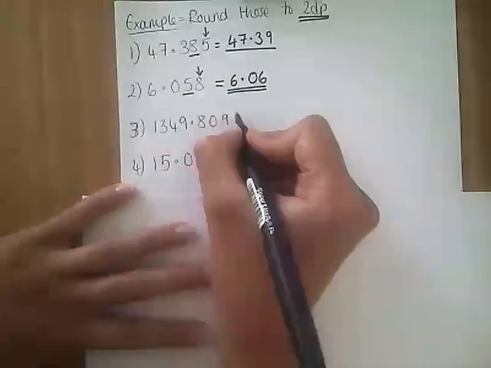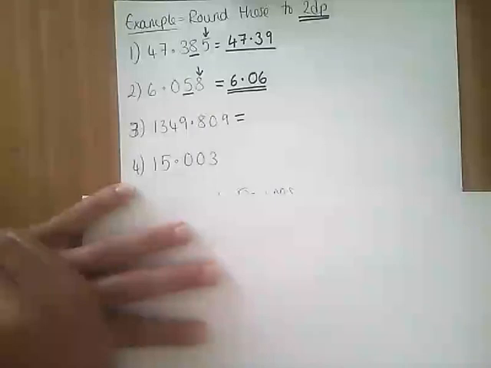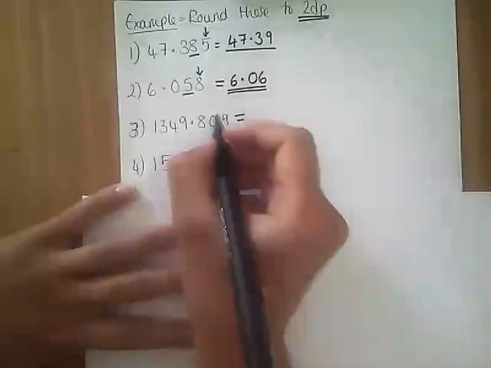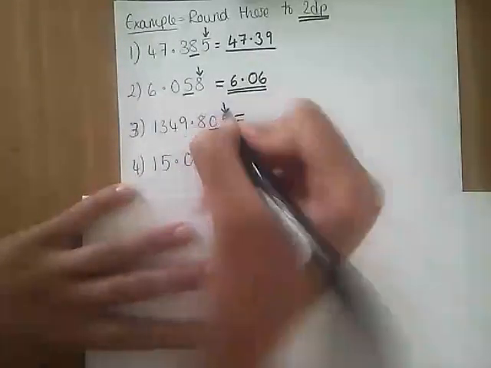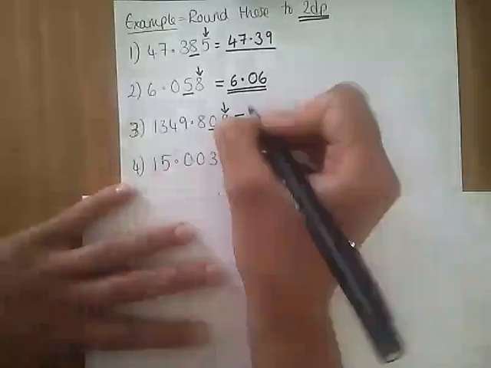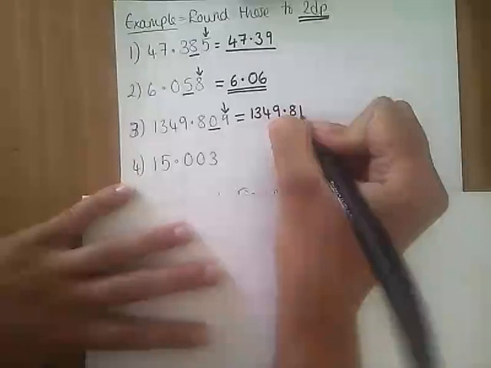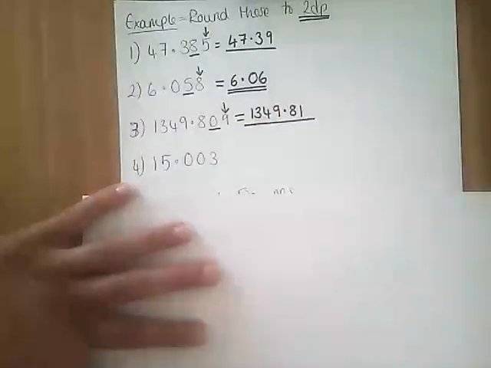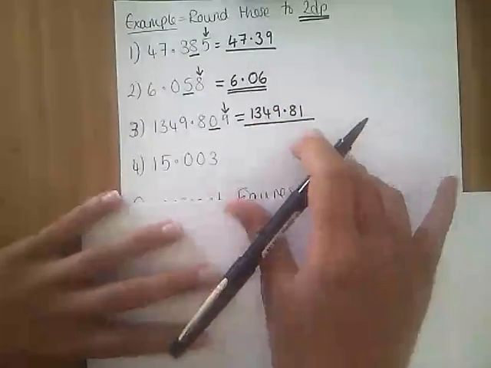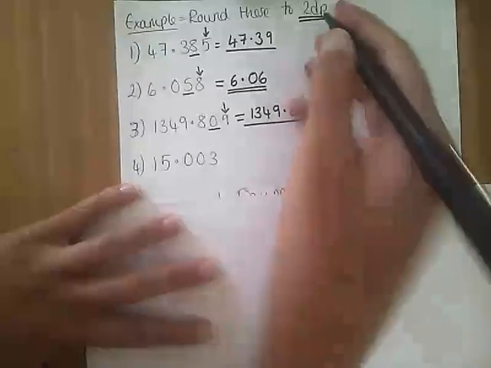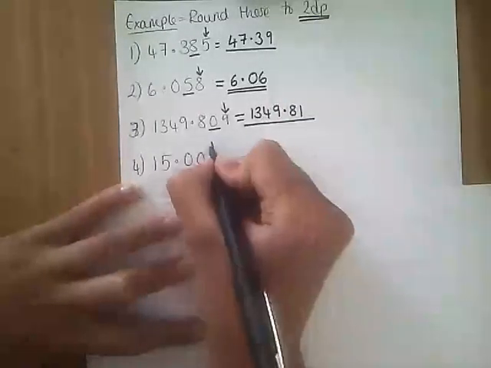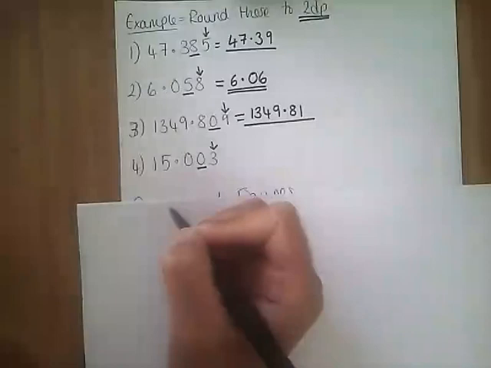Question 3, 1349.809. Where's my second decimal place? Is the number next door 5 or more? Yes, so it's going to be 1349.81. Number 4, 15.003. Where's my second decimal place? Is the number next door 5 or more? No, so that stays as a 0.